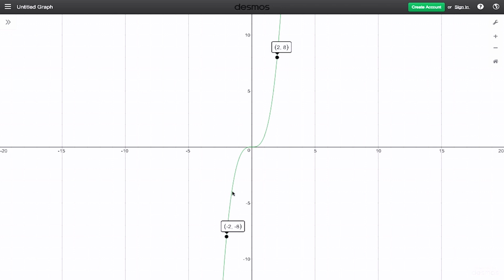Okay. We can look at other points. We can look at this point over here, which is about (-1, -1). And we can look at this point over here, (1, 1), which is also on the graph. Now, if I were to fold this graph, if I were to reflect this graph about the origin, then you would see that the graph would fall on itself. And so I can say that this graph is symmetric with respect to the origin.